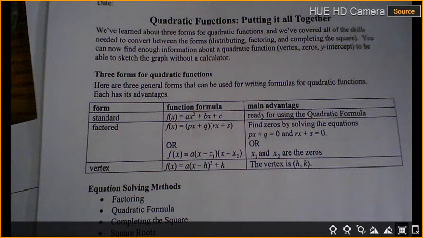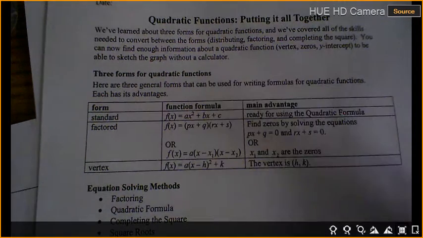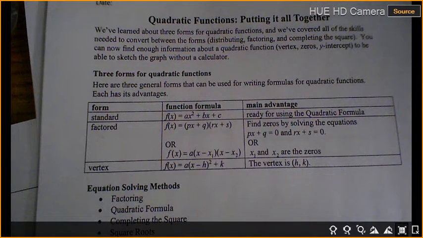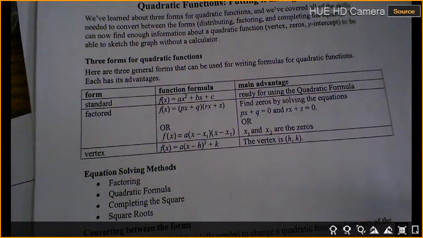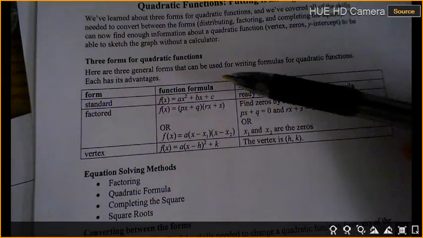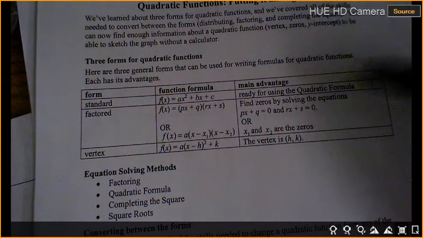Right, today we're looking at putting it all together for quadratic functions. So there's a lot of writing on the front of this packet. It's mostly just some reminders in case you want them. What we're looking at today is standard form, ax squared plus bx plus c.